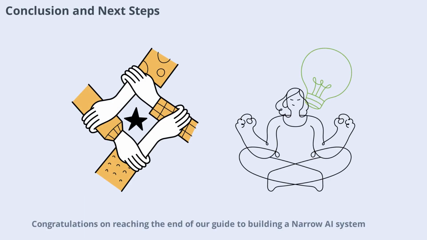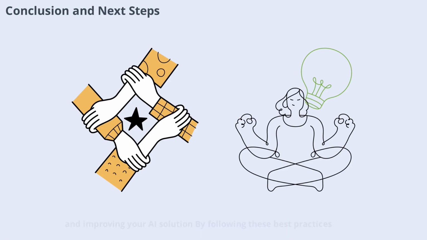Congratulations on reaching the end of our guide to building a Narrow AI system. We've covered every step, from defining your problem and collecting data to deploying, monitoring, and improving your AI solution. By following these best practices, you'll be well equipped to create effective, reliable, and ethical Narrow AI systems. Stay curious, keep learning, and continue refining your approach as the field evolves.